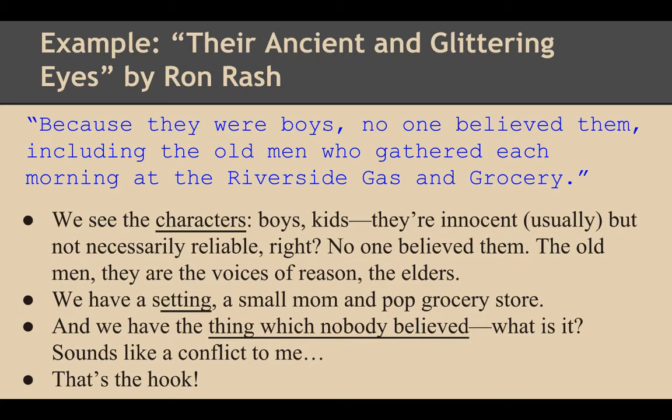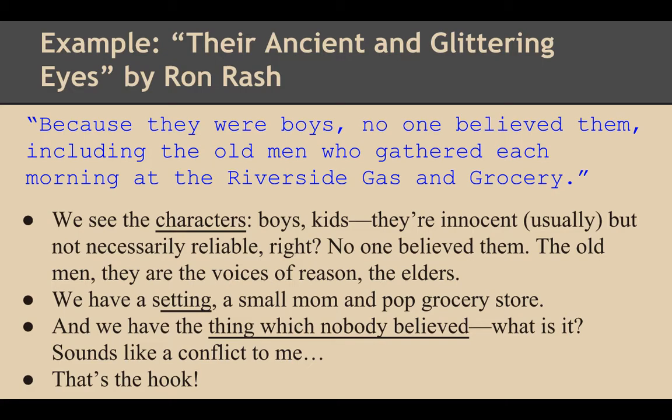So the great thing about this narrative hook is it also gets some of the stuff out of the way that we need in our exposition. I'm going to talk about that in Screencast too. Right away, we're introduced to some of the characters. They're boys. They're kids. They're innocent, usually, but maybe not necessarily reliable, right? No one believed them. Also, what is it that they did? What are they not being believed about? So right away, there's a conflict set up. They're not being believed. We need to know more about what it is, and we want to find out.